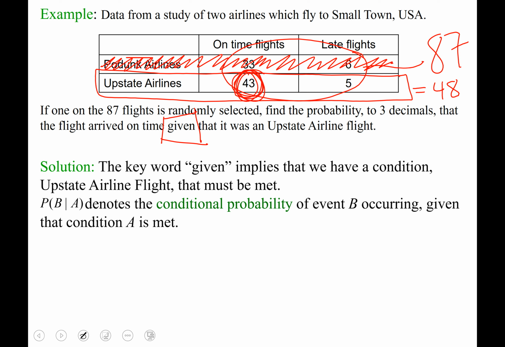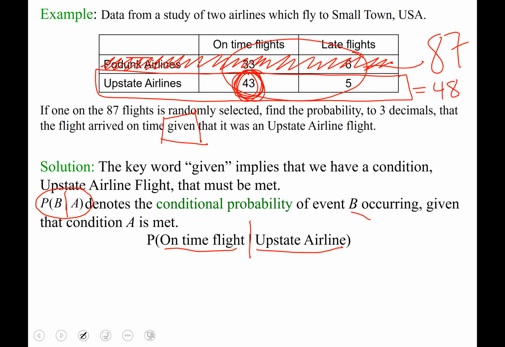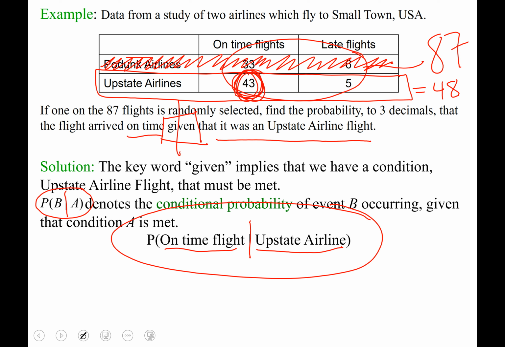The notation for that, you guys have seen before. It's capital P, open parentheses, capital B, given, that vertical line right there is "given," capital A. It denotes the conditional probability of event B occurring given that condition A is met. Okay, so we're going to set this up with this example. We're being asked to find the probability that the flight is on time given it's an Upstate airline flight. You're going to want to practice translating like this here. And it came from right here: on time, given Upstate airline flight. So you see this portion right here goes right into the parentheses after the capital P.